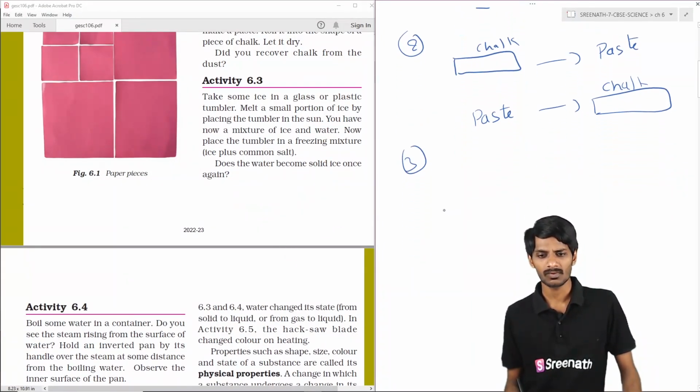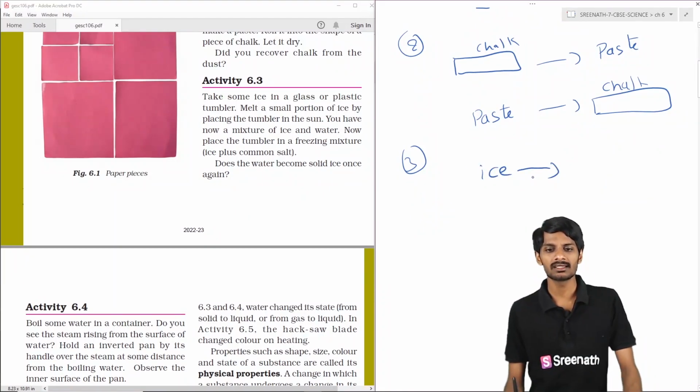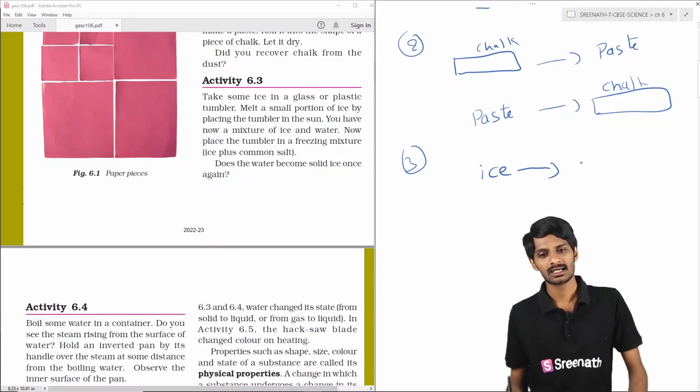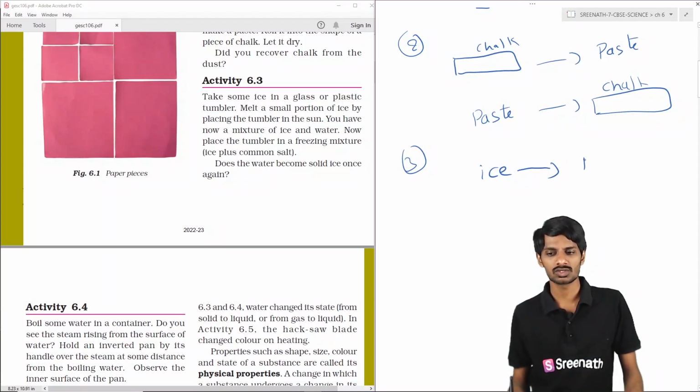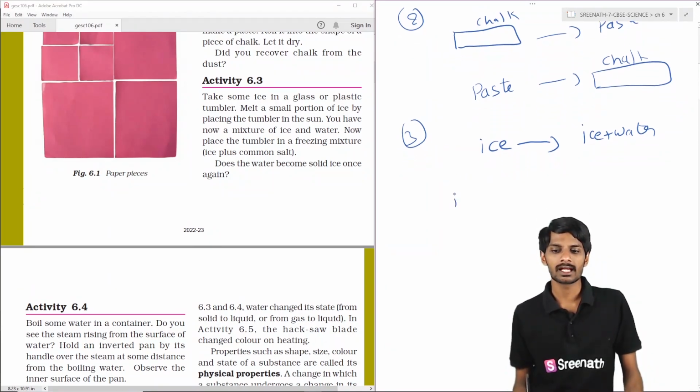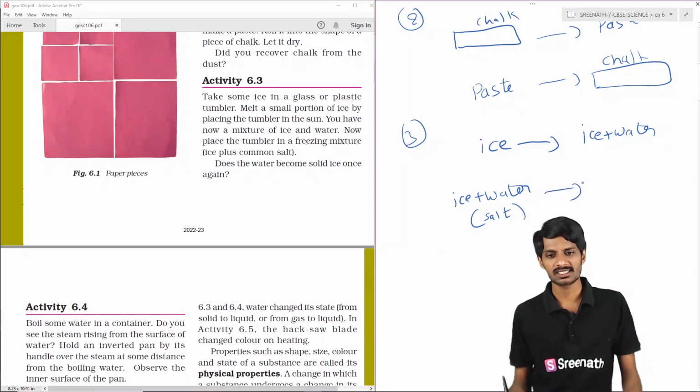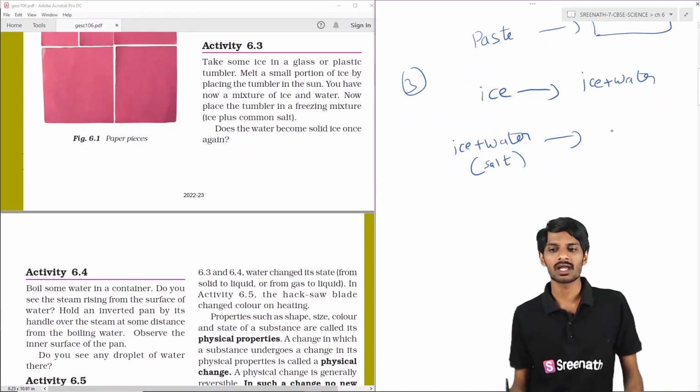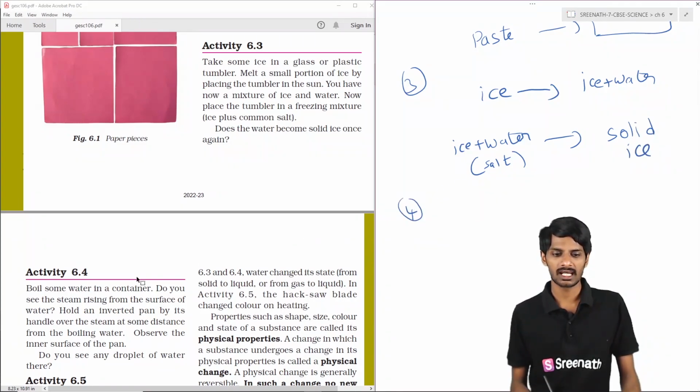Next activity. Take some ice and place it outside, and some part of it will melt, some part of it won't melt. So there is some ice plus water. Okay students, now take ice plus water and add some common salt to it. Just see what happens. After some time it will form solid ice. It is one of the changes.